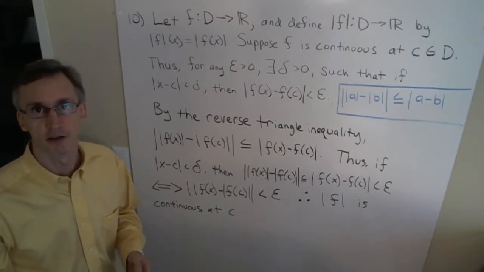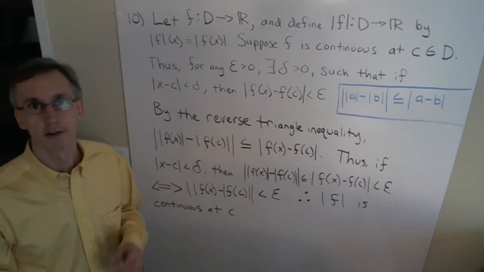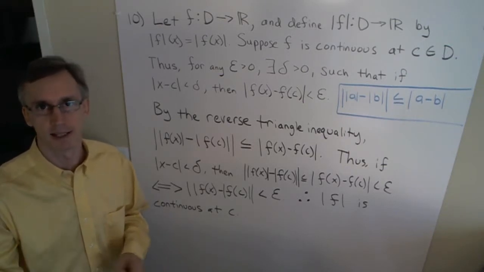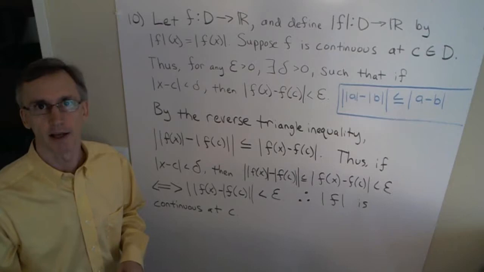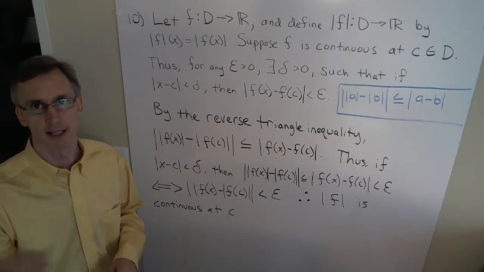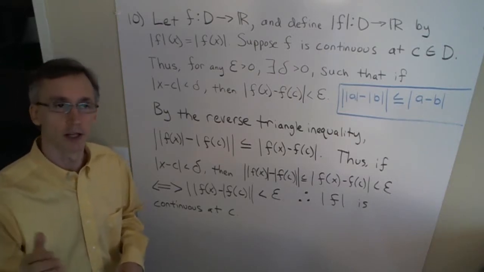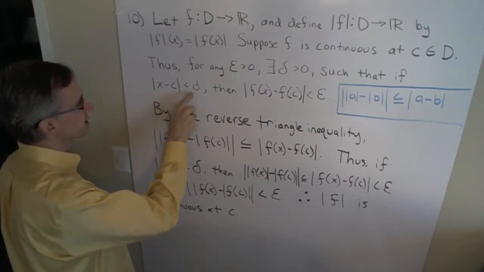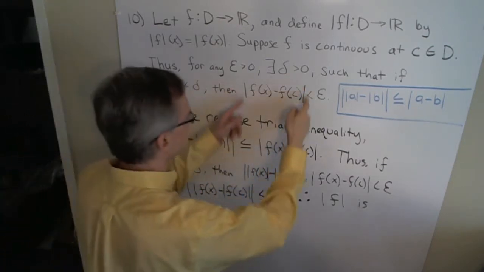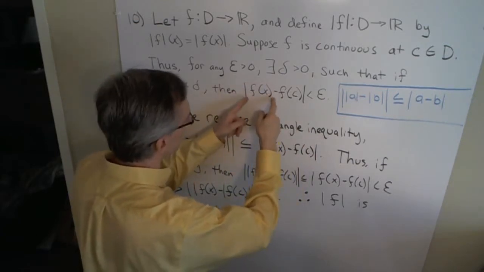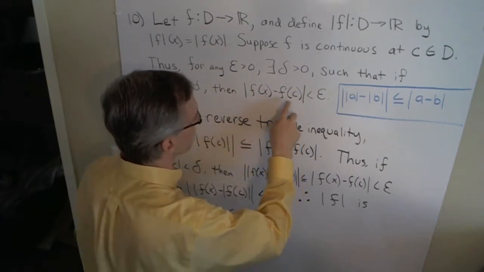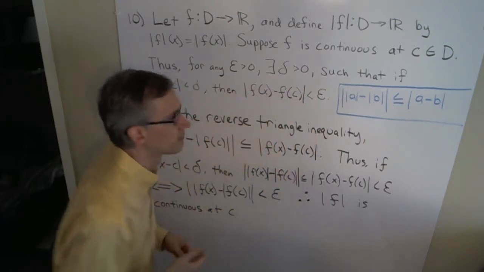Thus, by definition, for any epsilon greater than 0, there's a delta greater than 0, such that if the absolute value of x minus c is less than delta, then the absolute value of f of x minus f of c is less than epsilon. And what we need to show is that if the absolute value of x minus c is less than delta, then the absolute value of f of x minus the absolute value of f of c is less than epsilon.